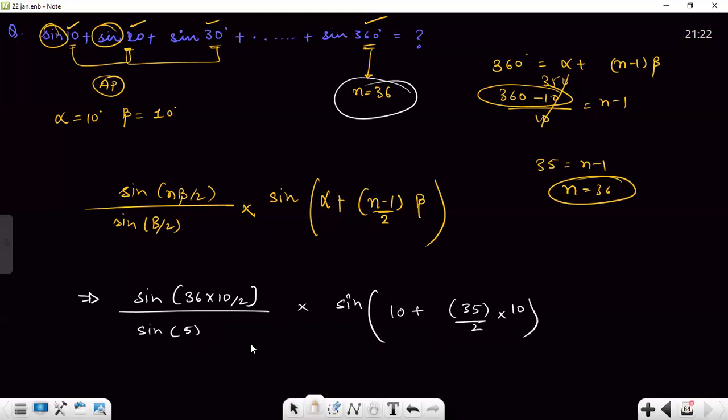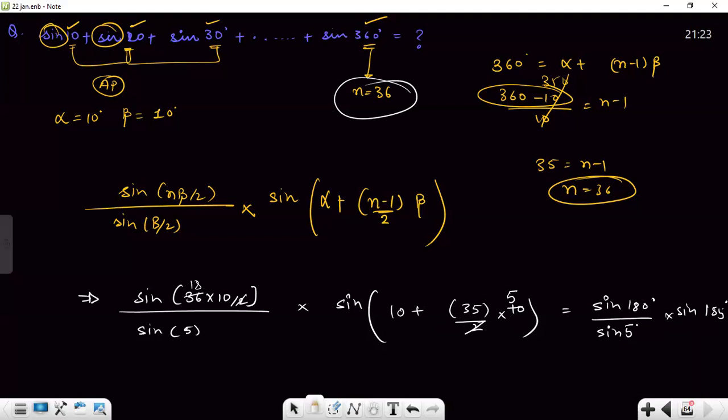Beta is 10. Let's now solve the formula. So 2 divided by 36 becomes 18. This becomes 18 into 10, sine of 180 degrees, divided by sine of 5 degrees, into sine of what? 2 cancels 10 by 5. This becomes 35 into 5, which is actually 175. 175 plus 10, sine of 185 degrees.